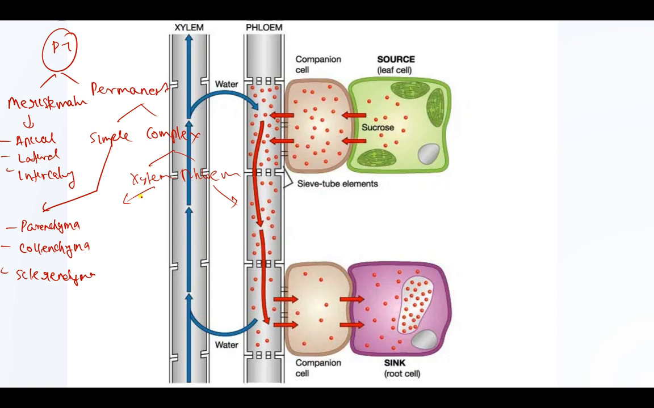In xylem there are tracheids, vessels, xylem parenchyma, and xylem fibers. But out of that, the tracheids and vessels are responsible for transport of water. Similarly, in phloem we have sieve cells, sieve tubes, companion cells, parenchyma, and fibers. But again, sieve cells, sieve tubes, and companion cells are used for transport of food.